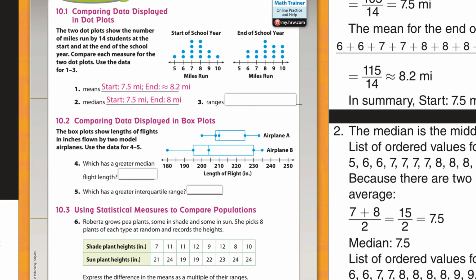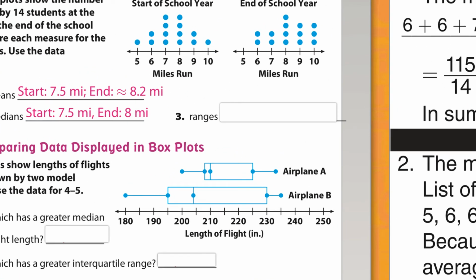And number 3 is the ranges. We can see this one's pretty easy. The range is the smallest number to the biggest number. So 10 minus 5 is 5, and 10 minus 6 is 4.